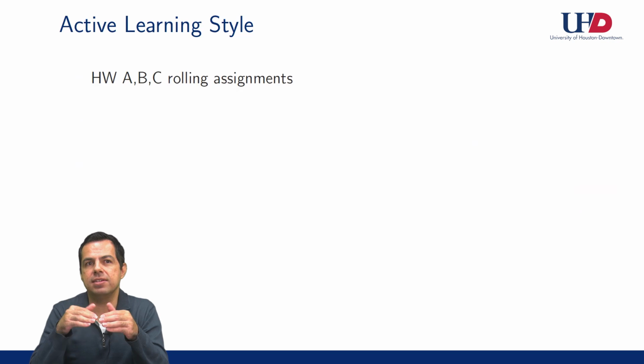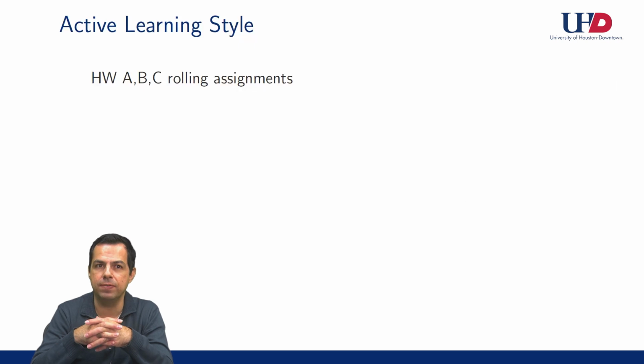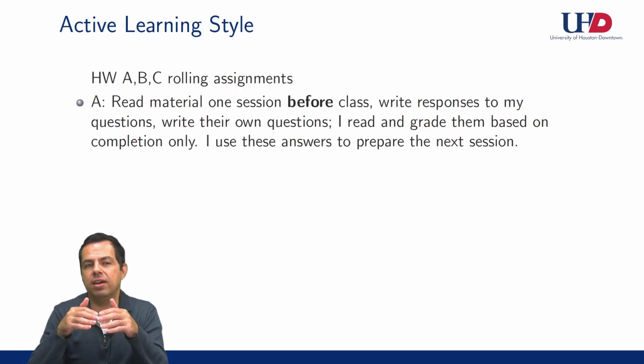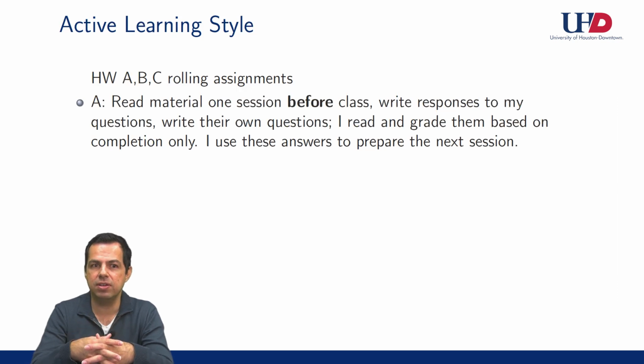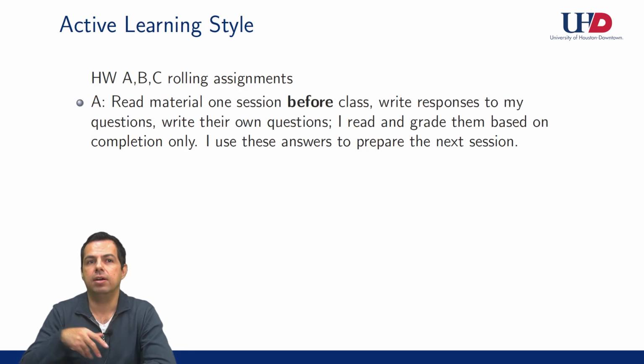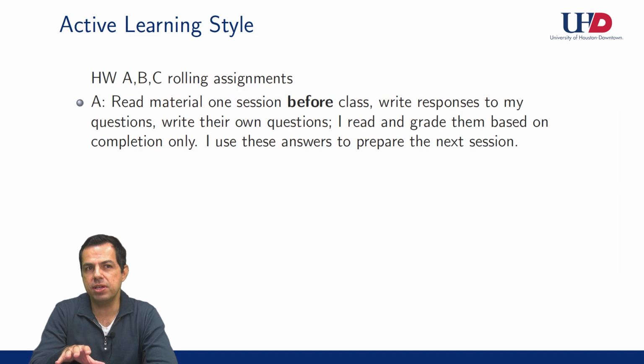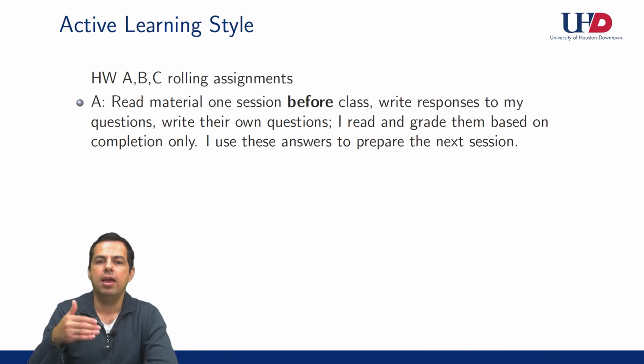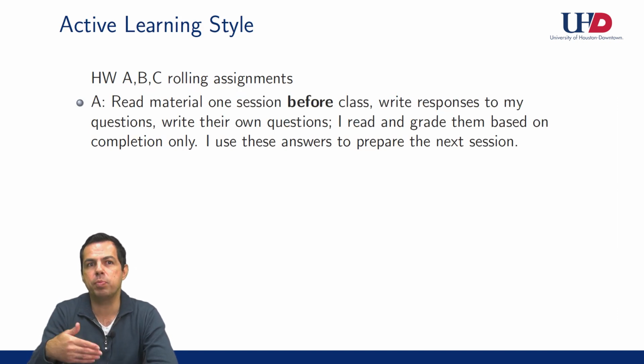Okay, so in my classes, the active learning style is something that I like to call the ABC rolling trios of assignments. So what that means is that the A homeworks are the material they have to read before class. They have to write responses to my questions, and they have to write their own questions to the professor so that we can give a more meaningful lecture the next time. I read and grade all these answers, but only based on completion. Students receive full points if they answer all the parts thoroughly, even if the answers are incorrect. And I use these answers and questions to prepare the next lecture.